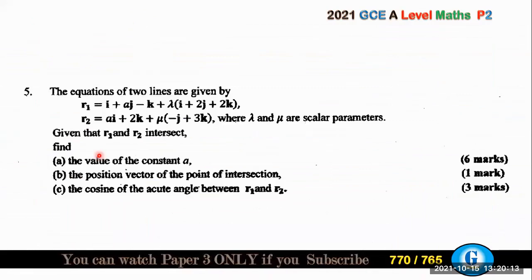Question 5. The equations of two lines are given by R1 equals I plus AJ minus K plus lambda into I plus 2J plus 2K, and R2 is AI plus 2K plus mu into minus J plus 3K, where mu and lambda are scalar parameters. Given that R1 and R2 intersect, find the value of the constant A. This is just 2019 again. The position vector of the point of intersection, and the cosine of the acute angle between R1 and R2.